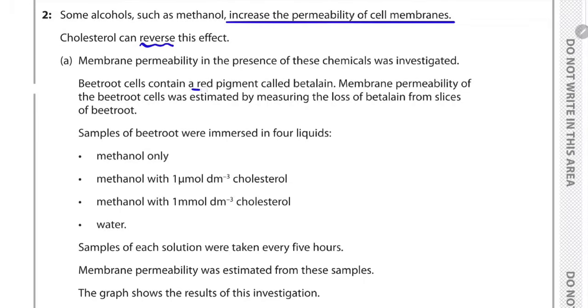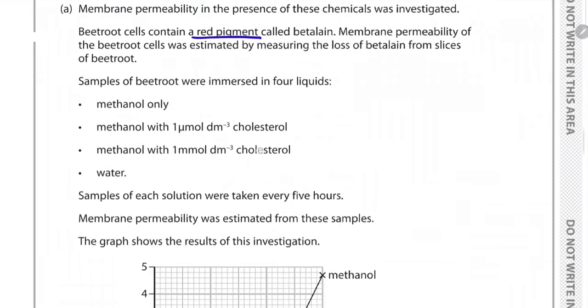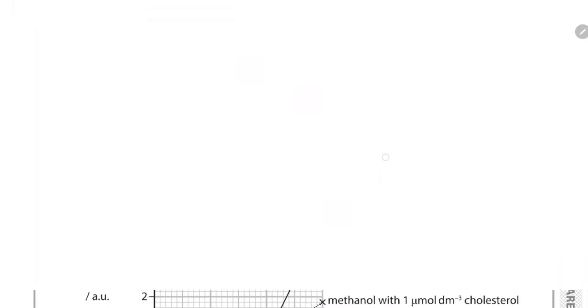Beetroot cells contain a red pigment called betalain. Membrane permeability of the beetroot cells was estimated by measuring the loss of betalain from slices of beetroot. So this also was a previous core practical in your Unit 3 syllabus, that we measure the loss of betalain from slices of beetroot in order to investigate the membrane permeability.